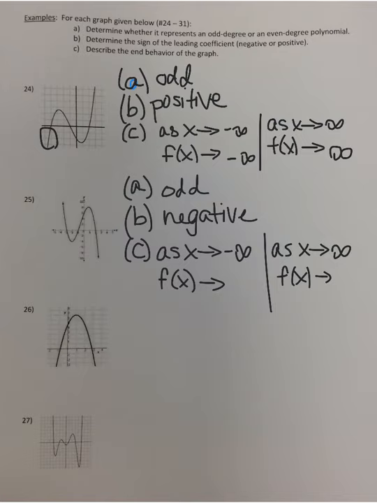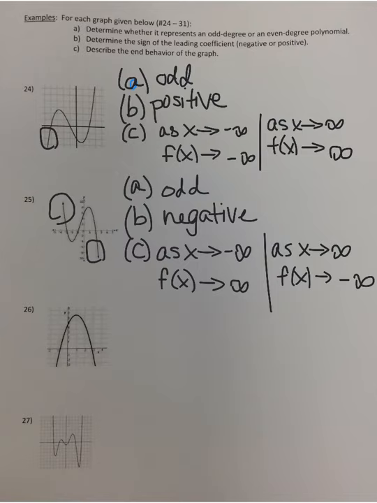I'm going to look at the far left-hand side of the graph. That's right here. I see that my y value is going up, so that's going to be positive infinity. Then I'm going to look at the far right-hand side of the graph. I see that the y values are going down, so that would be negative infinity.